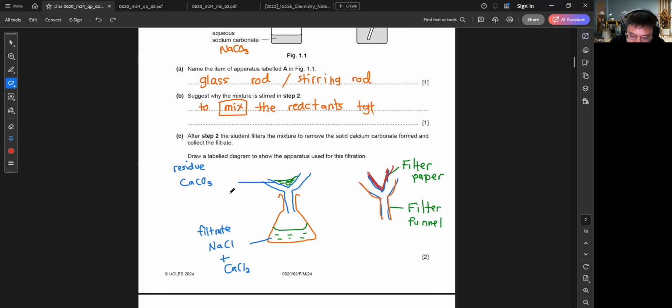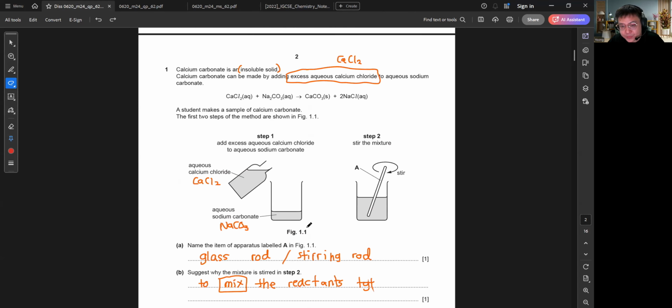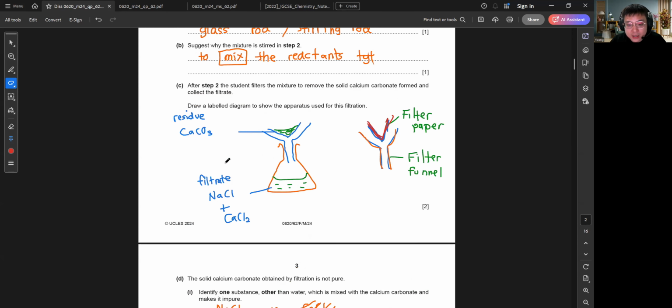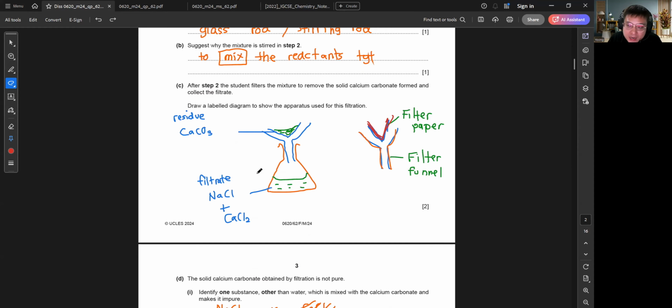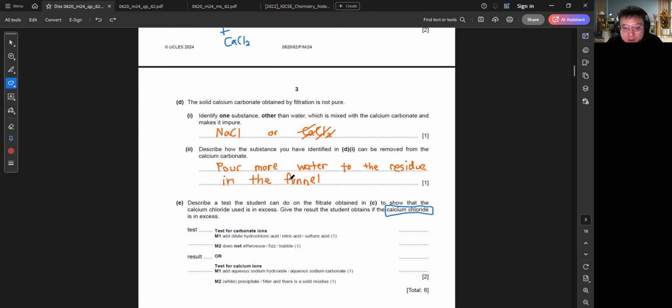So yes, that is why we label this calcium carbonate, because this is the only insoluble thing, and then the filtrate. And this is not included in the mark scheme. As long as you draw this and label residue and filtrate, you should get the marks, all right? But to be exact, make sure to draw this calcium chloride here, because the question says it's in excess. Excess means you have extra. That means some of it will not be reacted. So it will flow down together because it didn't react. Okay, all right, let's move on.